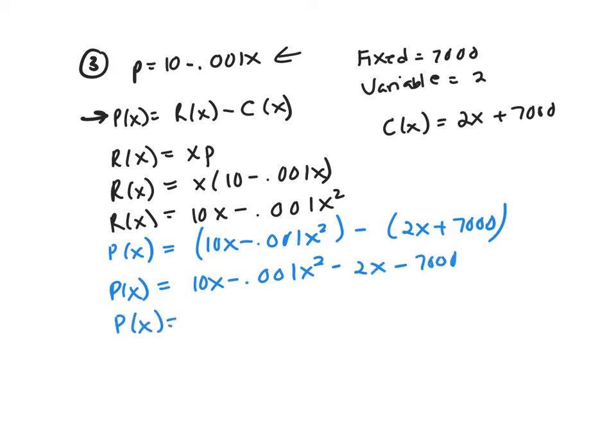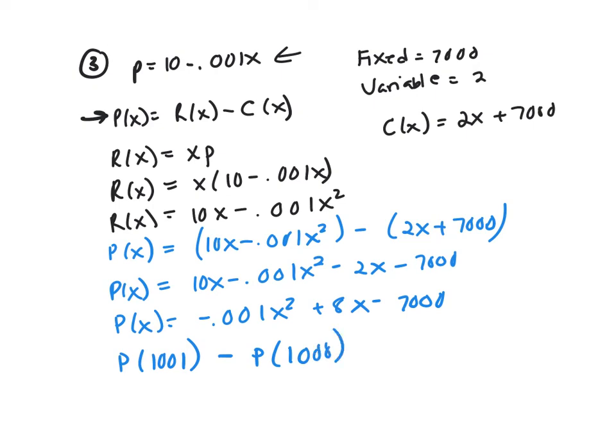So profit is negative 0.001x squared plus 8x minus 7,000. So to answer this question, you want to find the actual profit to produce the 1,000th. You're going to find P of 1,001, which is the profit realized for 1,001 units, minus the profit for the 1,000, that's how much profit is realized for 1,000 units. You subtract those, and that's going to give you your answer, which is $6.